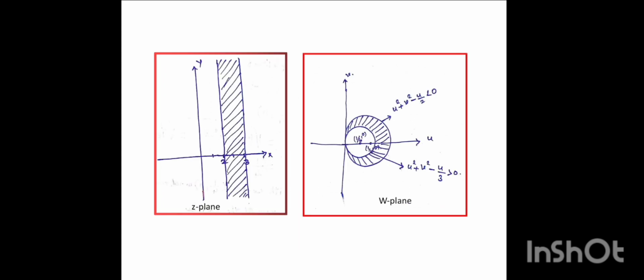We get the result x less than 3 is mapped into u square plus v square minus u by 3 is greater than 0. Greater than 0 means the exterior of this circle, with center 1 by 6 comma 0 and radius 1 by 6. Finally, from the figure, in the z plane the strip 2 less than x less than 3 is mapped into the shaded area in the w plane.